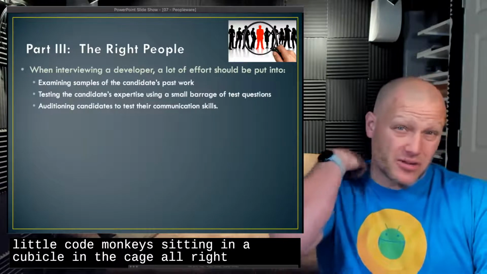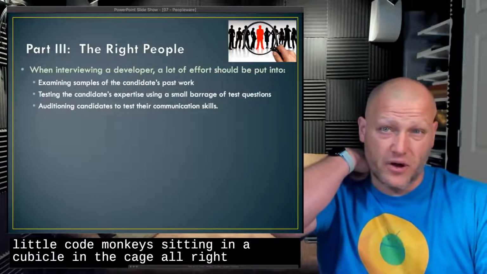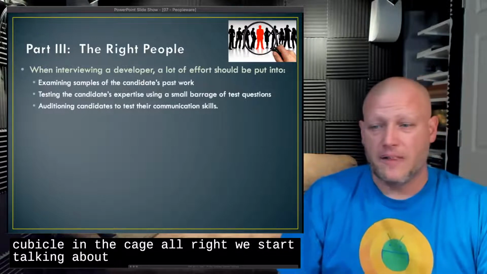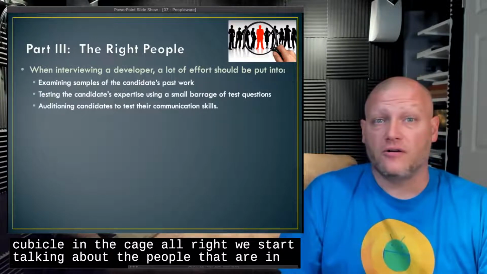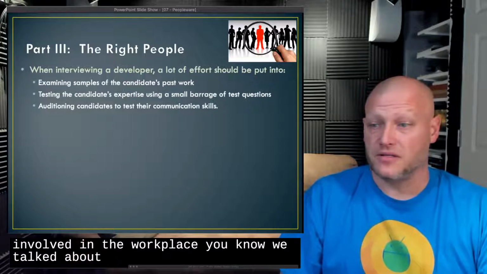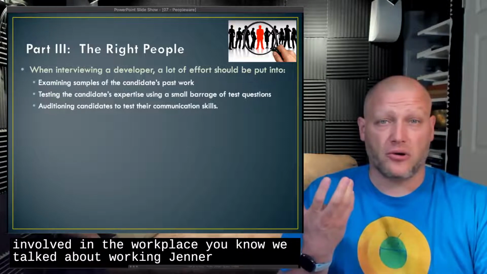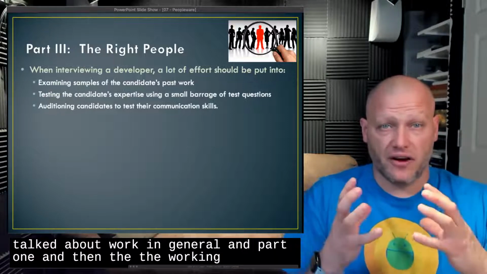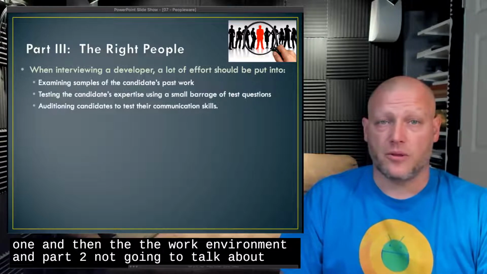All right. So the next part of the book is called The Right People. And this is where we start talking about the people that are involved in the workplace. We talked about work in general in part 1, and then the work environment in part 2. Now we're going to talk about the people themselves.